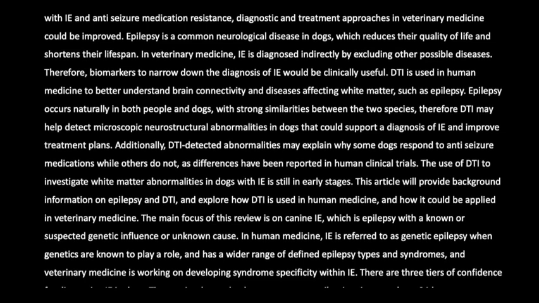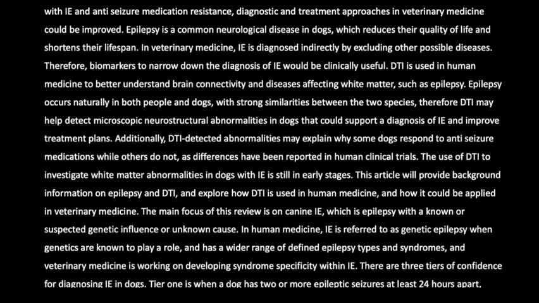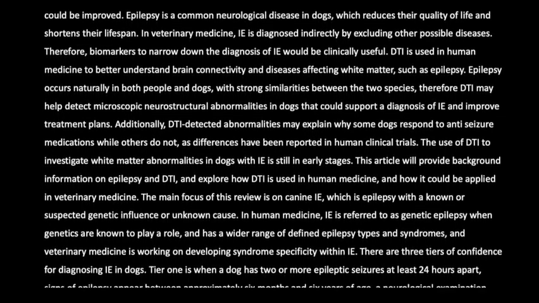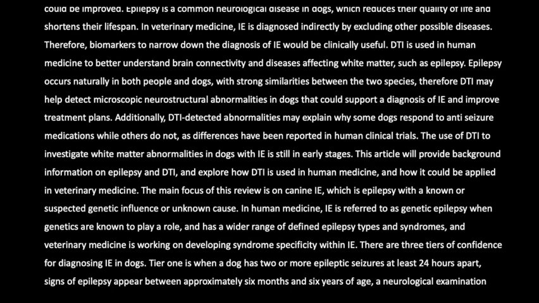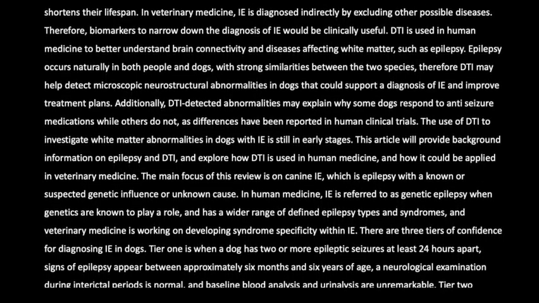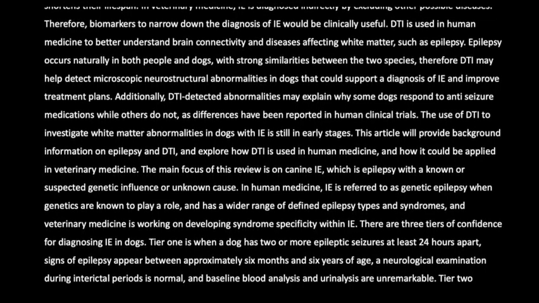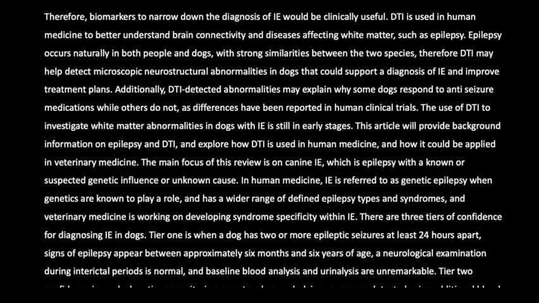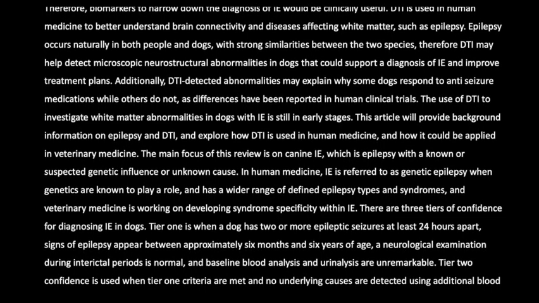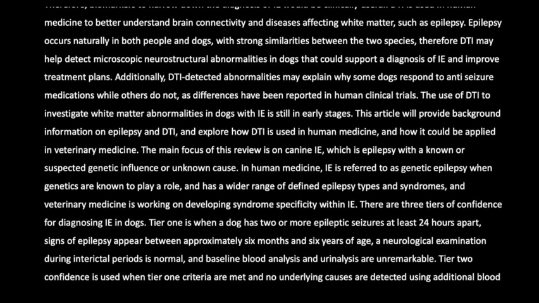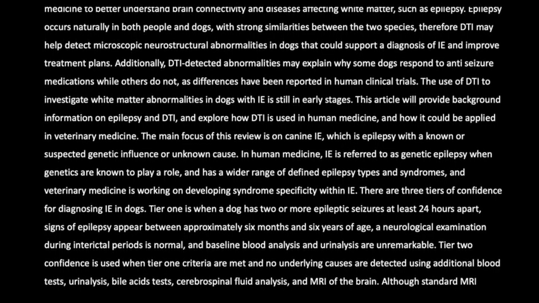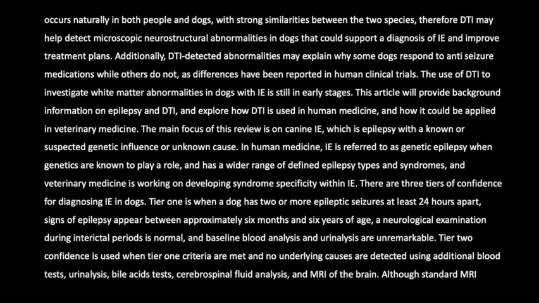Therefore, DTI may help detect microscopic neurostructural abnormalities in dogs that could support a diagnosis of IE and improve treatment plans. Additionally, DTI-detected abnormalities may explain why some dogs respond to anti-seizure medications while others do not, as differences have been reported in human clinical trials. The use of DTI to investigate white matter abnormalities in dogs with IE is still in early stages. This article will provide background information on epilepsy and DTI, and explore how DTI is used in human medicine, and how it could be applied in veterinary medicine.